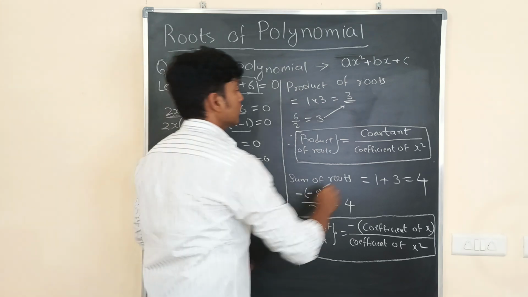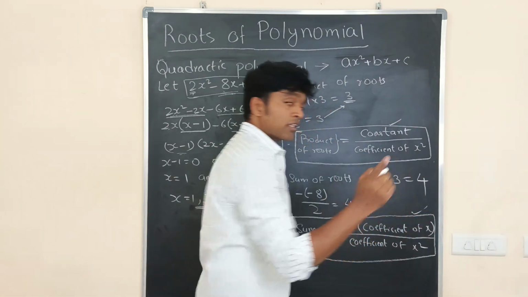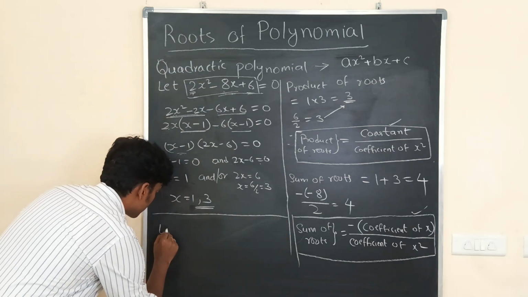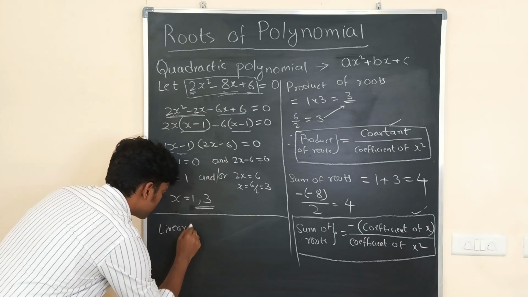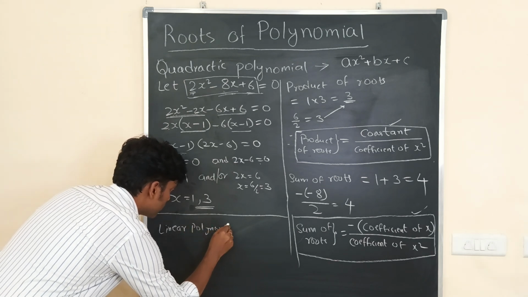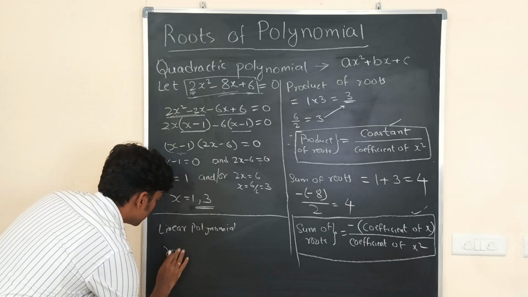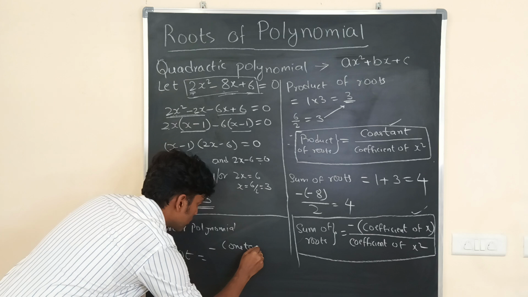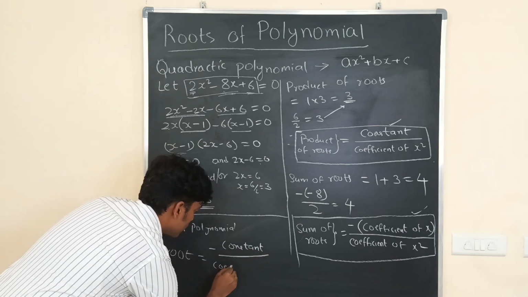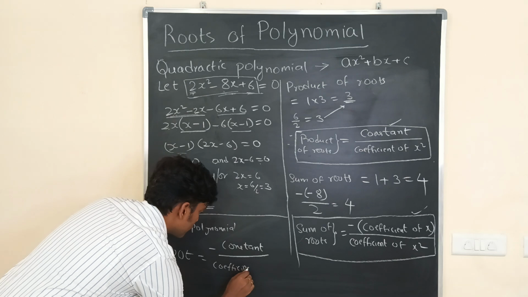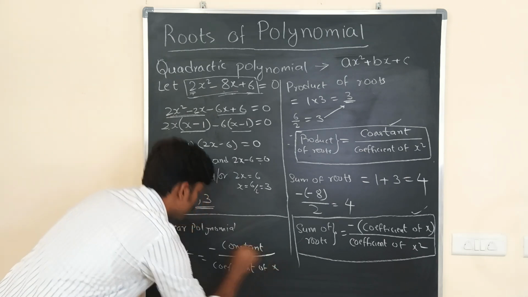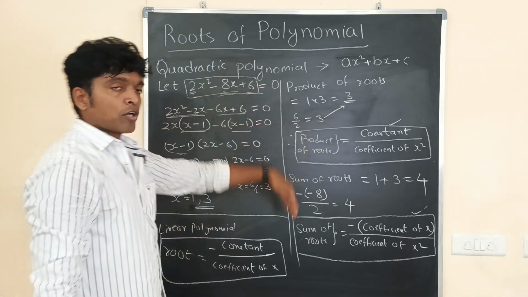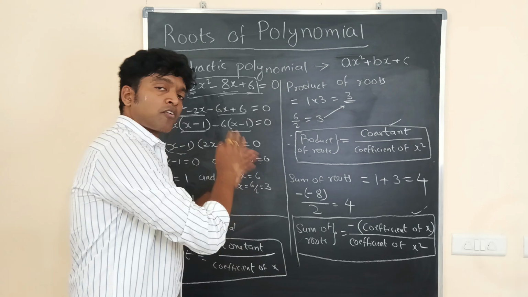We have to remember these two formulas, this one and this one, and another one which we discussed before this, for a linear polynomial: root equal to minus of constant divided by coefficient of x. This is another formula. If you remember these three formulae, then the whole chapter will be very easy for us.